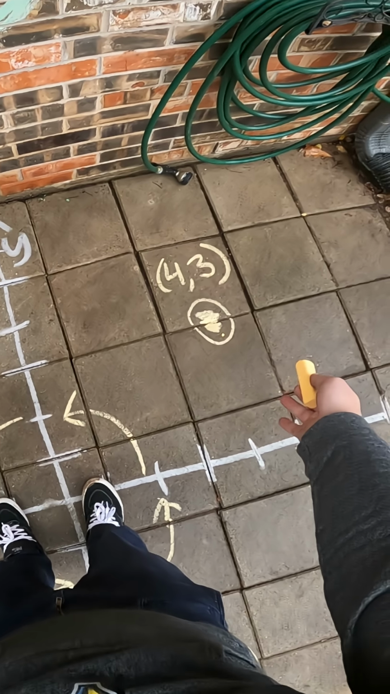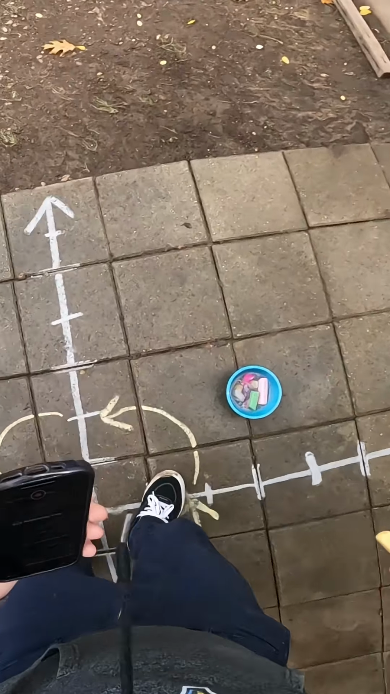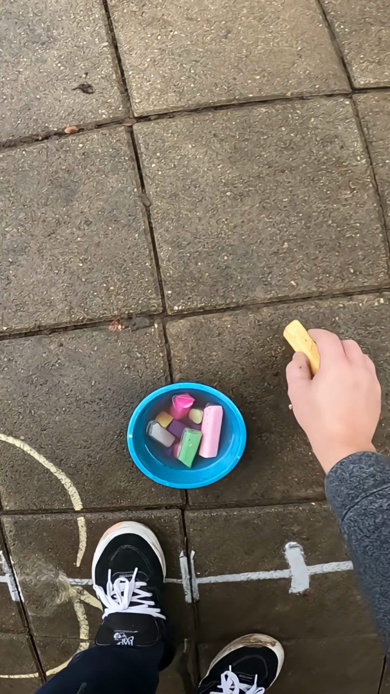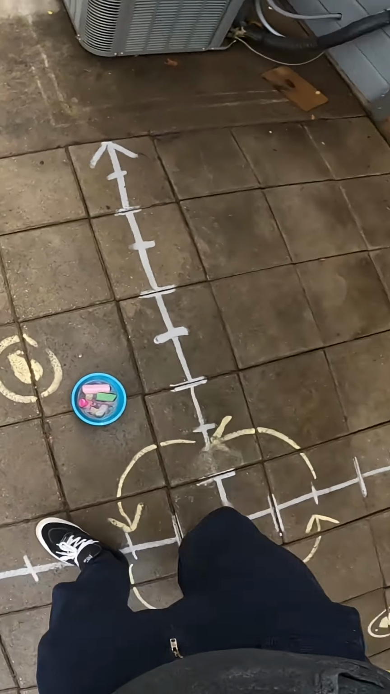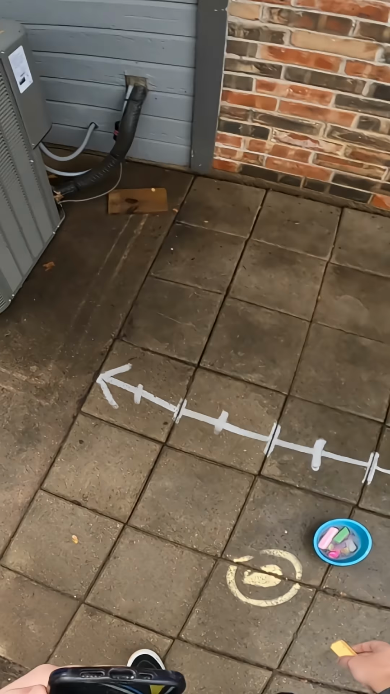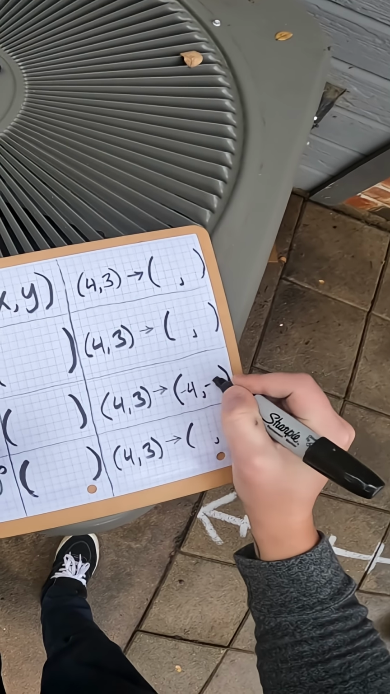Oh, it's exactly where we started. That's not very surprising. Well, what about if we turned 180 degrees? Well, now the point (4, 3) is right here. Well, where is that point on a normal perspective? Well, you can see that point's at (-4, -3). So for 180 degrees, it's going to be at (-4, -3).